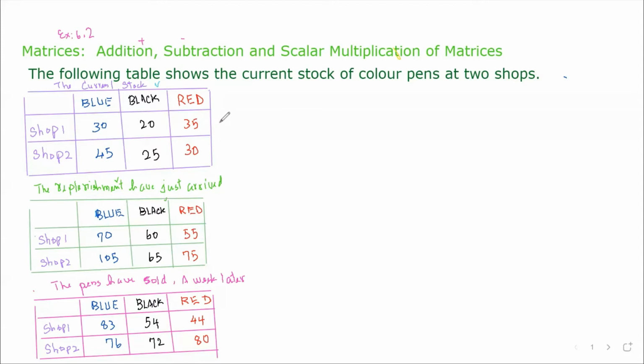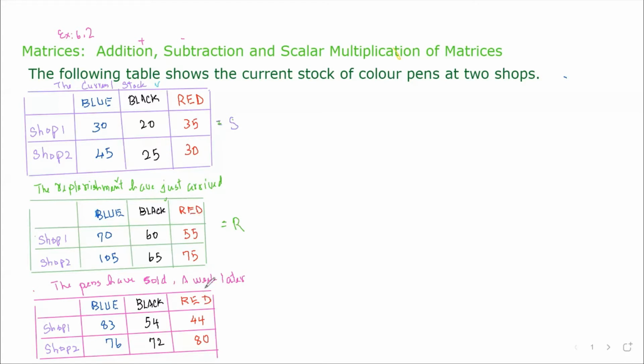So for example, let's say this table represents S, and the second table represents the matrix R, the purchase of more pens. And the pink one is the pens they have a week later. That means a week later, these two shops have the pens after they had the stock, bought more, and then finally sold some.